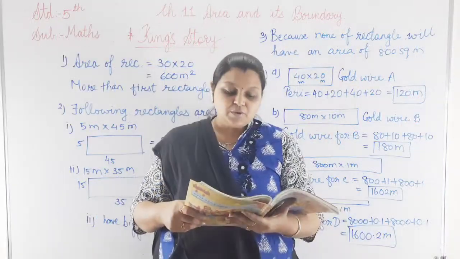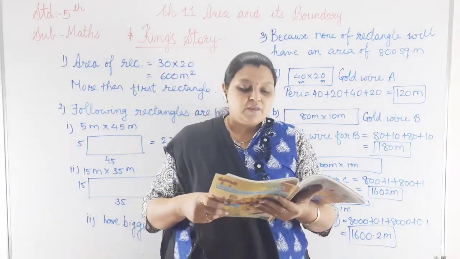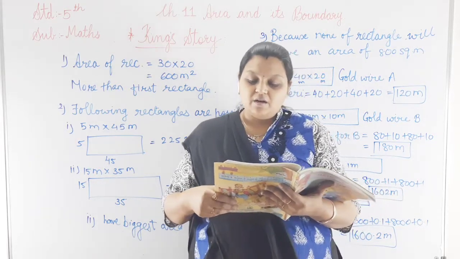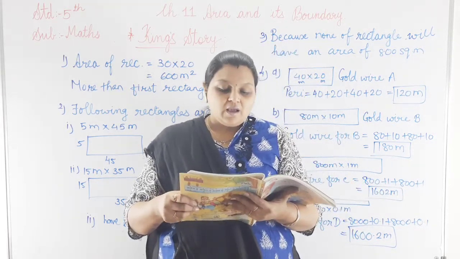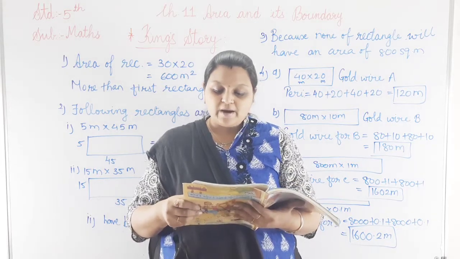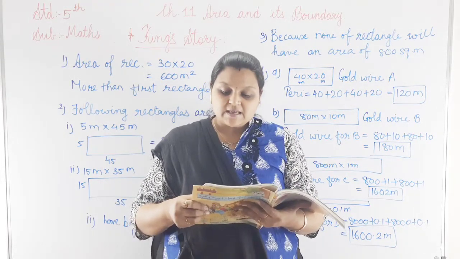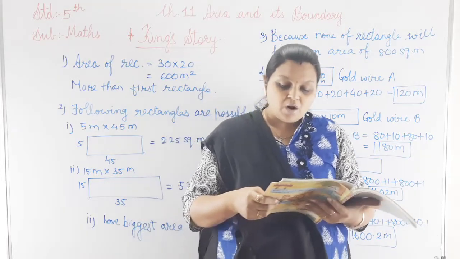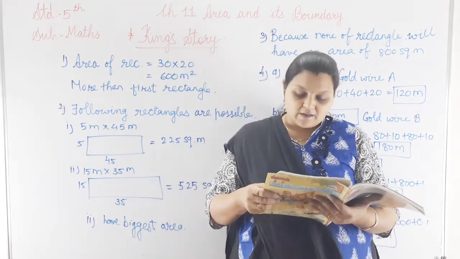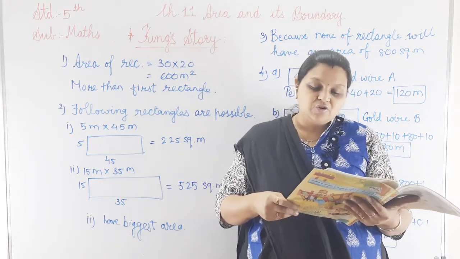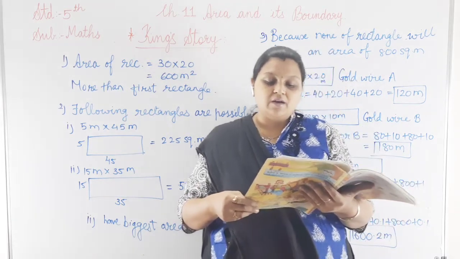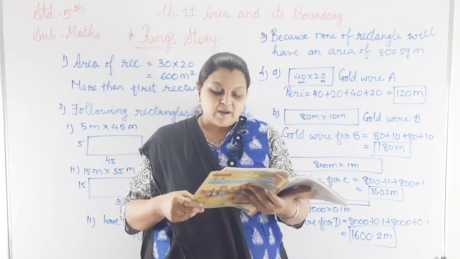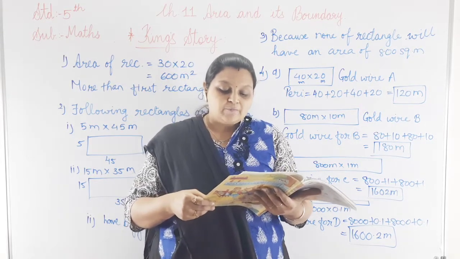Now let's move to King's story. The king was very happy with the carpenters Chegu and Anwar. They had made a big and beautiful bed for him. So as gifts, the king wanted to give some land to Chegu and some gold to Anwar. Chegu was happy. He took 100 meters of wire and tried to make different rectangles. He had made some rectangles.